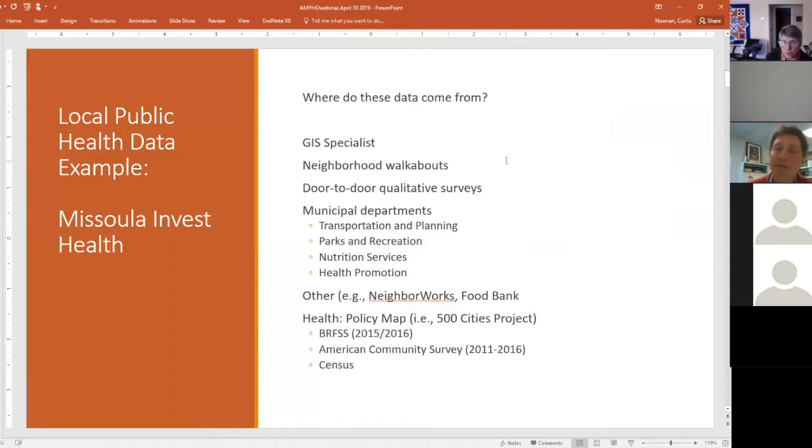And so one of the first things I've indicated here is a GIS specialist. I just put that in there because they had someone helping them with their mapping, et cetera.